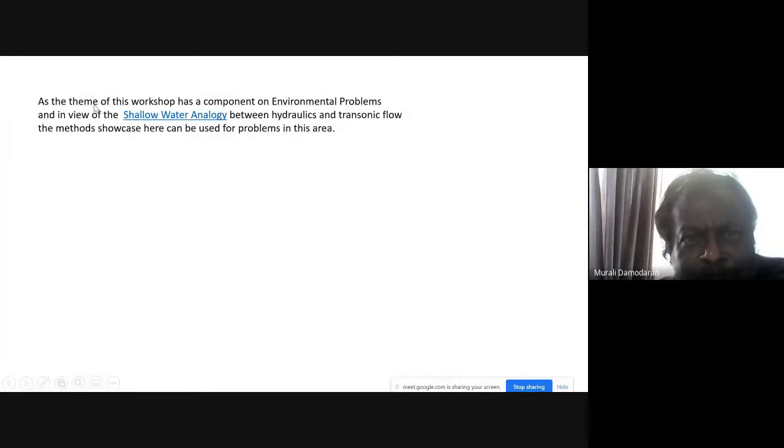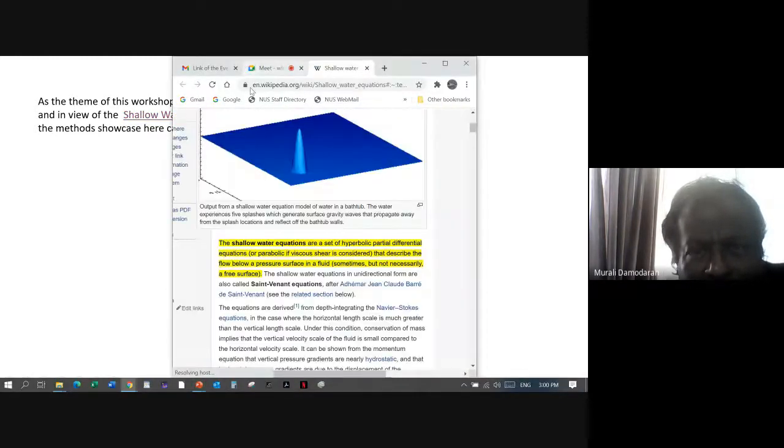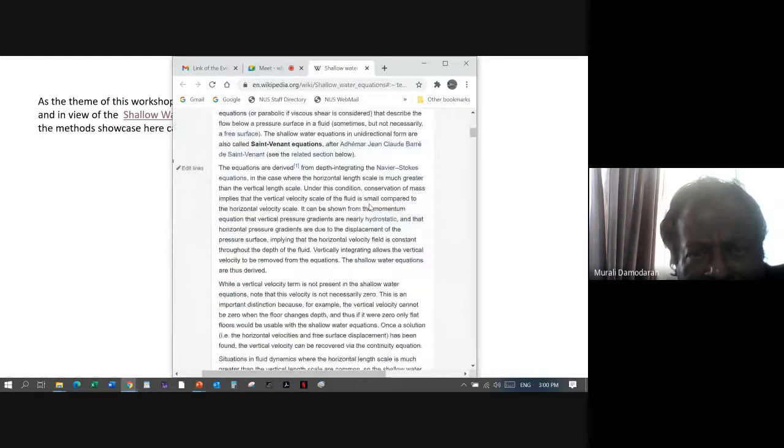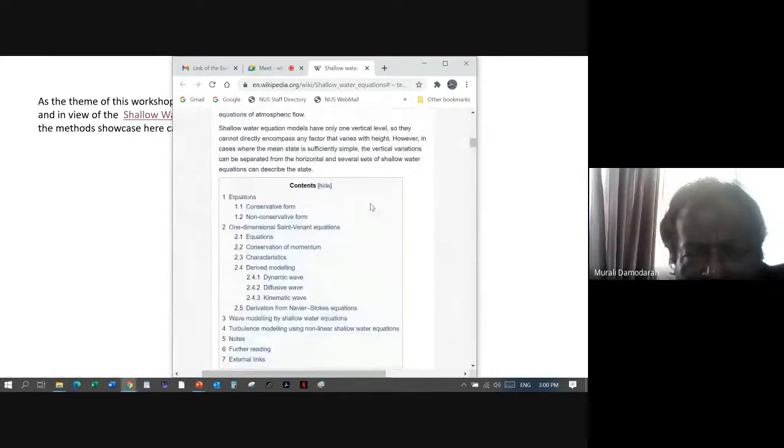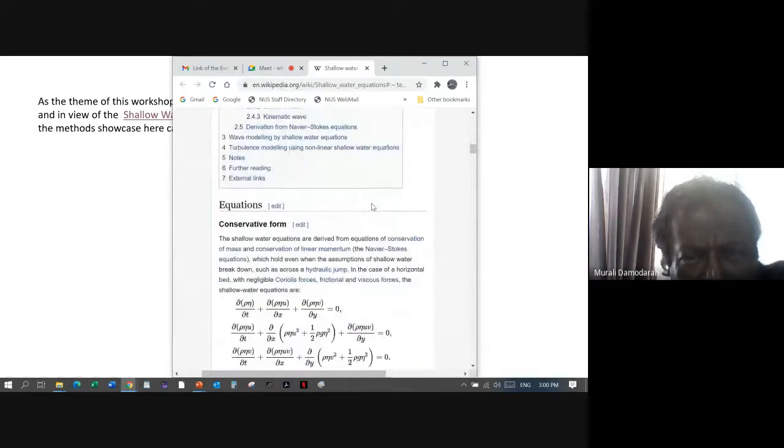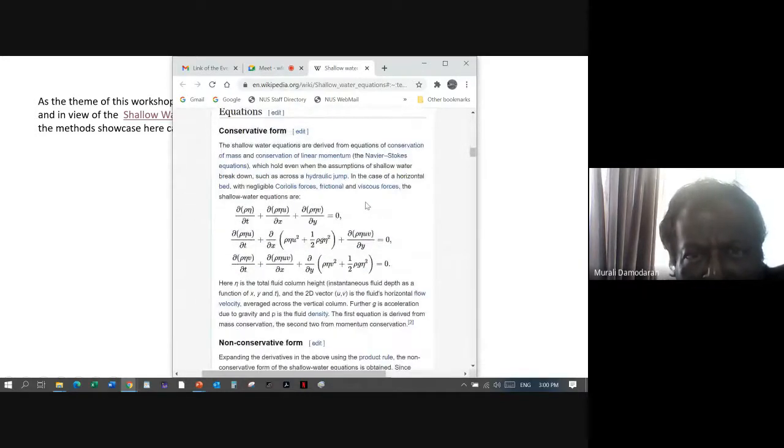And although transonic flow and all that are for aeroplanes, missiles, trains, and so on, this workshop is basically for the environmental problems. You can actually look at the shallow water analogy. Are you able to see this? This is the Wikipedia website. Shallow water may have relevance to the theme of the conference. So if you look at the shallow water equations, eta here is the height of the water above the ground, and rho is the density.